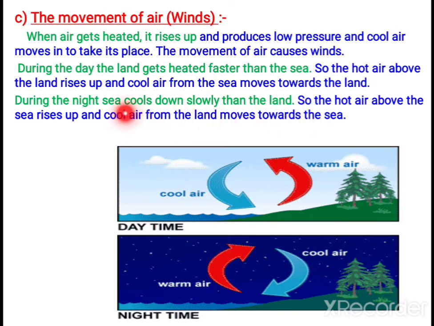Okay, so as the sea cools down slowly, the hot air, that is the warm air, moves up. So when the cool air moves towards the sea, it results in land breeze. It results in sea breeze. During daytime, you can see the sea breeze.